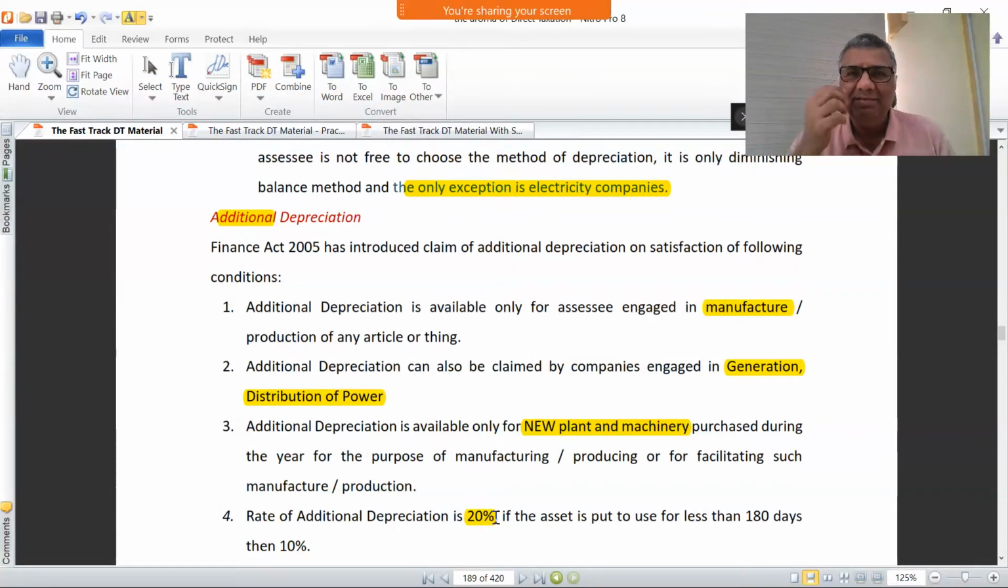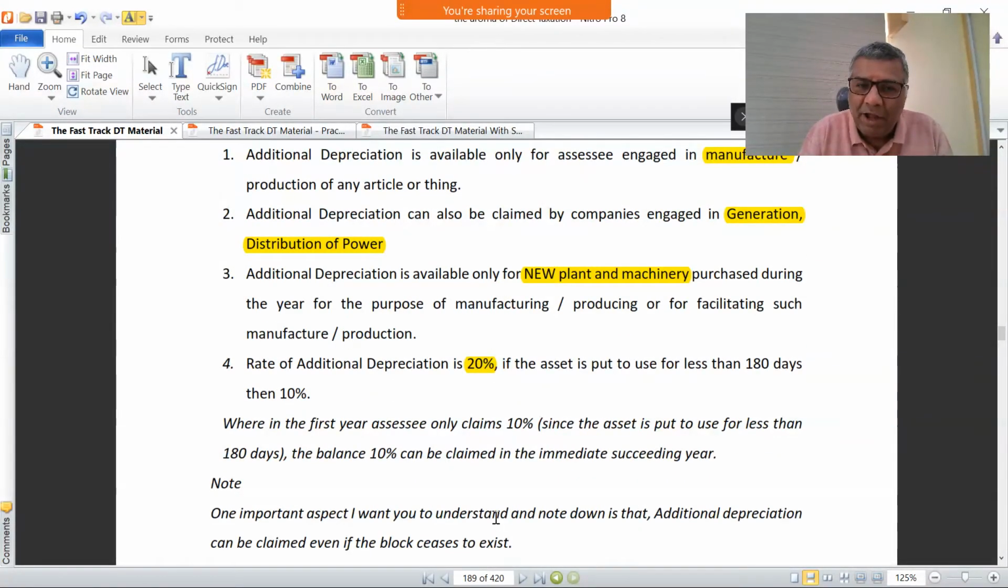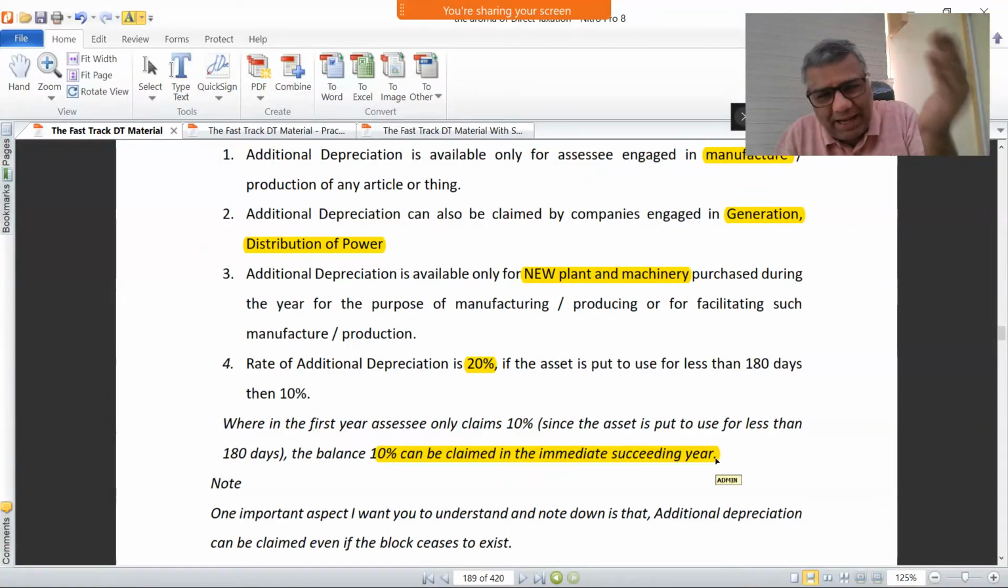Very difficult. So this concept came in a case law and then became the law, where only half is claimed in the first year. The remaining half can be claimed in the second year. In the first year, the assessee only claims 10%. Why does he claim only 10%? Because he has put it to use for less than 180 days. The balance 10% can be claimed in the immediately succeeding year. Anyhow, claim 20%, no problem.